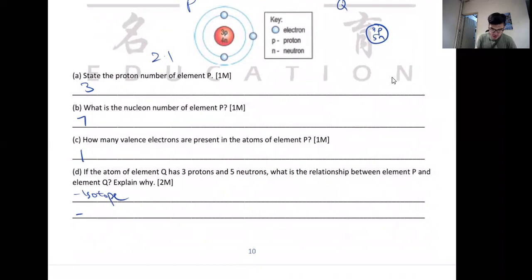Okay, BM isotope is without an E. Okay, so explain why. Same answer lah. You have same proton number, different neutron. BM write yourself. Okay, nombor proton sama, nombor neutron atau nukleon berbeza. Because it's the same answer over and over again.